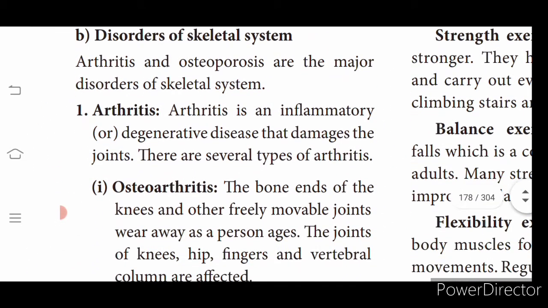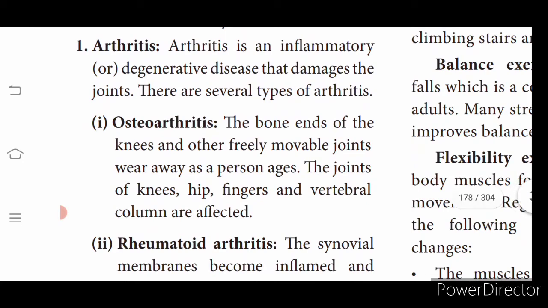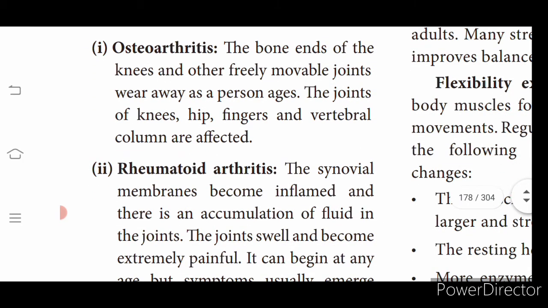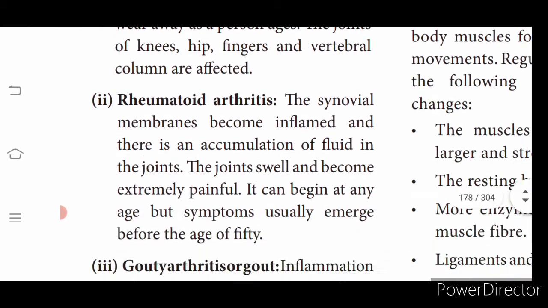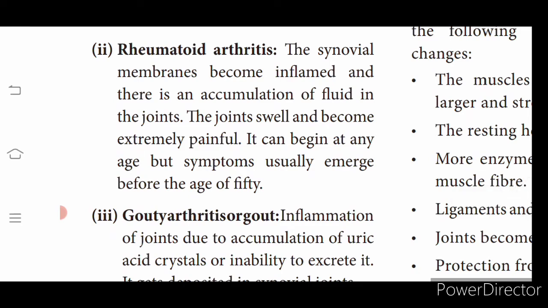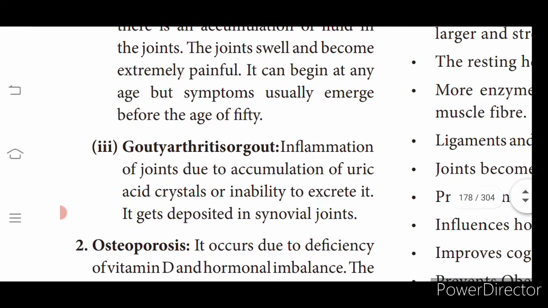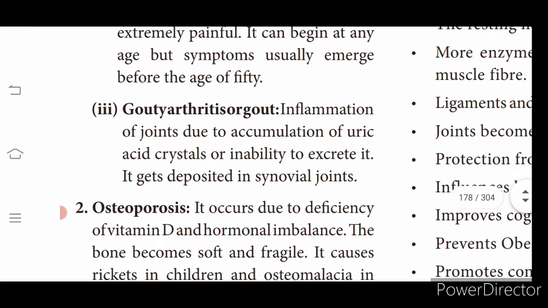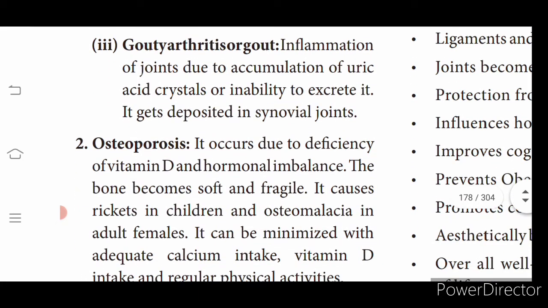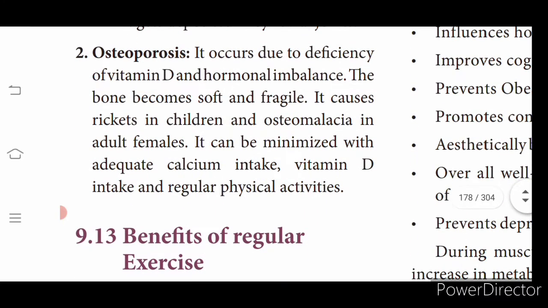Then coming to the skeletal system, arthritis: inflammation of the bones and joints is called arthritis. Osteoarthritis: the bone ends of the knees and other freely movable joints wear away in a person with age. Rheumatoid arthritis: the synovial membrane becomes inflamed, with accumulation of fluids in the joints. This can begin at any age, but the symptoms usually emerge before the age of 50. And gouty arthritis: inflammation of the joints due to accumulation of uric acid crystals.